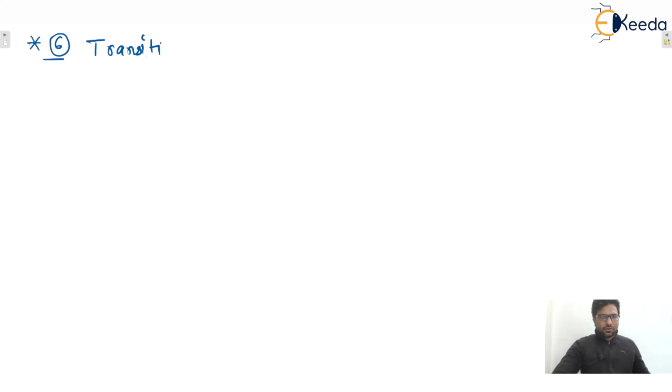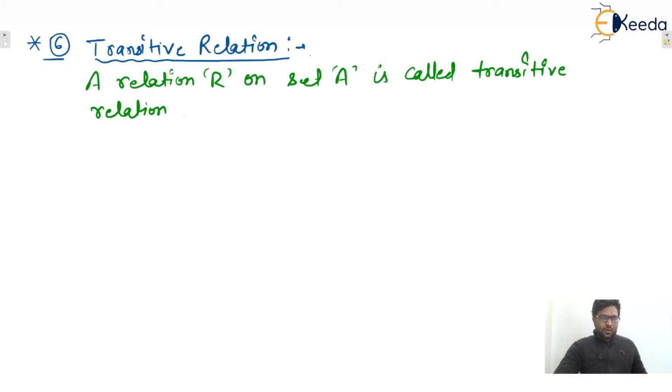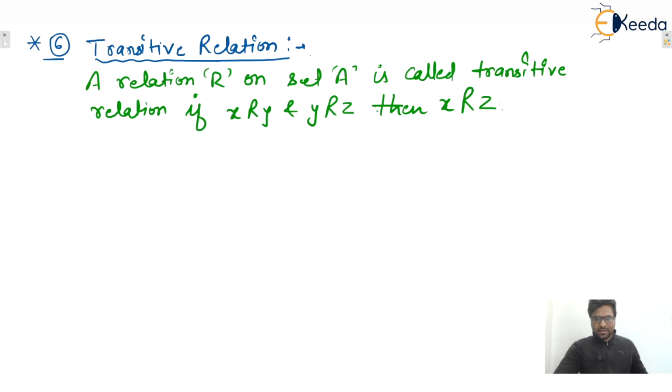Next one is transitive relation. So what is transitive relation? We can say that a relation capital R on set A is called a transitive relation if X is related to Y and Y is related to Z, then X must be related with Z. That is the definition of transitive relation.